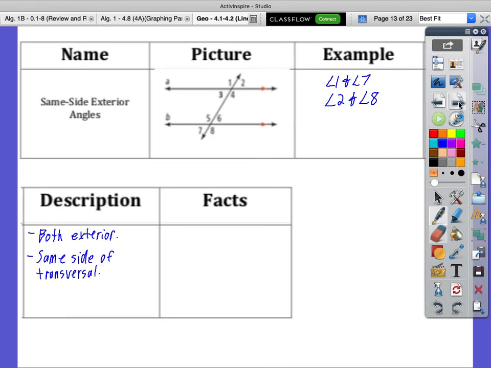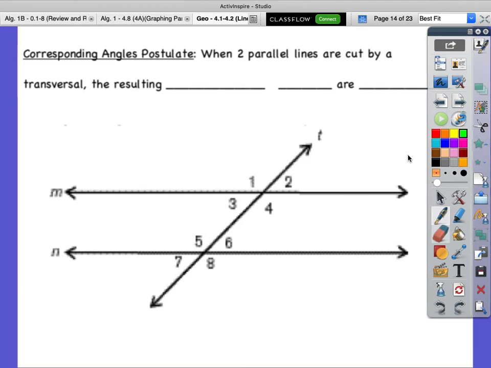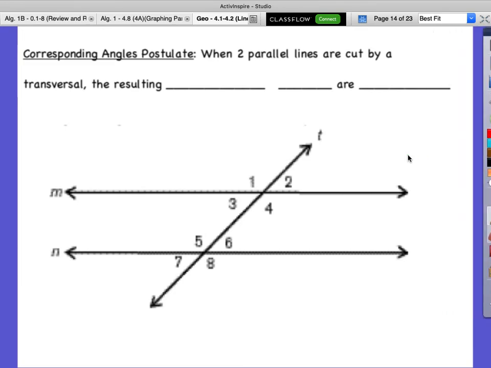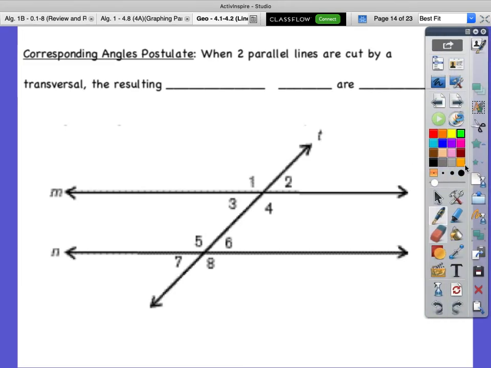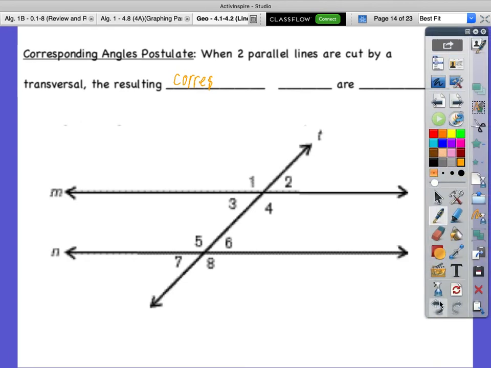So we have this postulate. Right below where you're at. Corresponding angles postulate: when 2 parallel lines are cut by a transversal, the resulting corresponding angles are congruent.